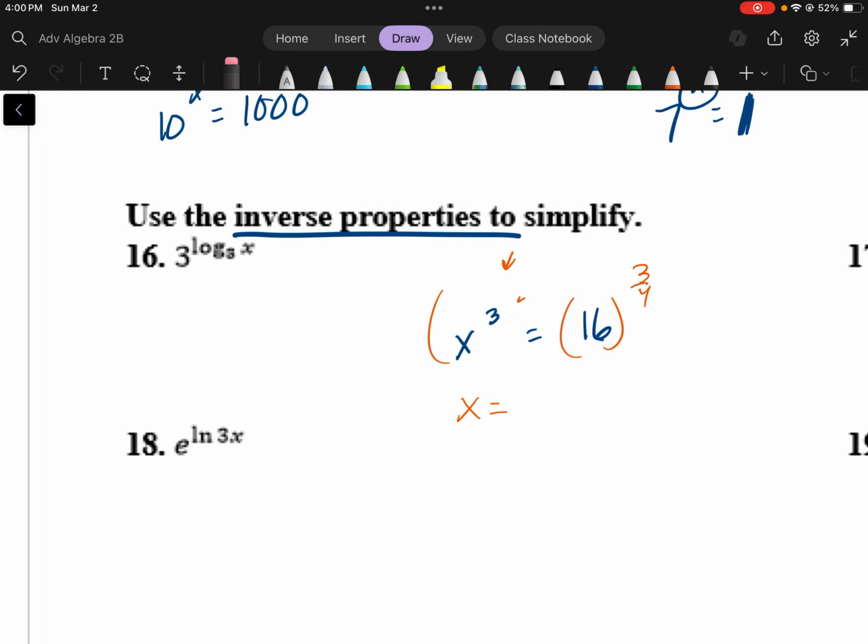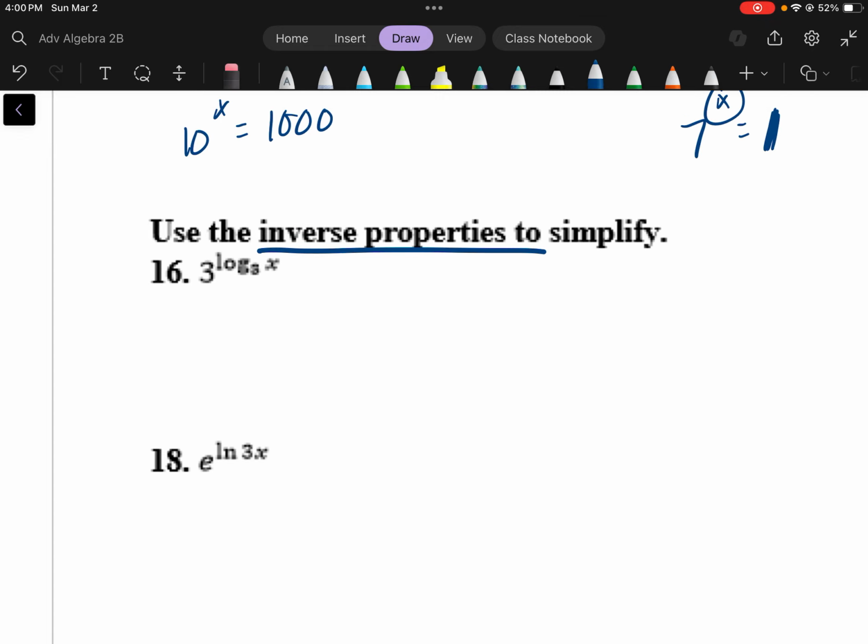If I take 3, and 3 would be my base value for number 16. If I take 3 as my base, and I raise it to its own inverse, the 3 and the log base 3 cancel, and the whole thing just is x. It all just simplifies, and the x comes down. Okay, that's going to be a really important idea to know.